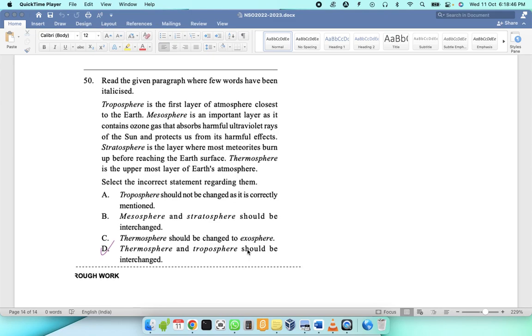Here D is the answer, as in the given paragraph thermosphere should be changed to exosphere and troposphere should not be changed as it is correctly mentioned. So D is the answer.